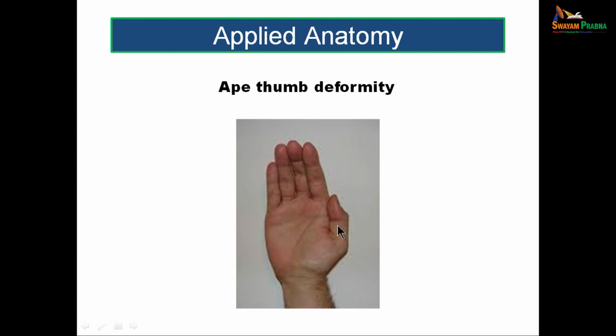There is flattening of the thenar eminence because of paralysis of the three muscles, and thereby they result in flattening of this area without much muscular activity. So, this is called ape thumb deformity.